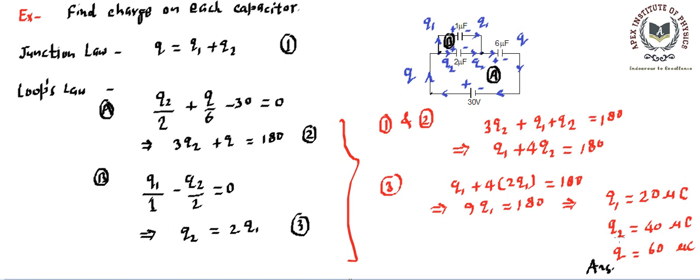That means we have found the charge on the capacitor 1 microfarad, the charge on the capacitor 2 microfarad, the charge on the capacitor 6 microfarad. Moreover, we can also find out the charge flowing through the battery, which is 60 microcoulomb. Moreover, these charges are coming positive. That means the direction that we have considered is correct. That means this positive terminal is correct, this negative terminal is correct. So everything that has been shown in this figure is correct.